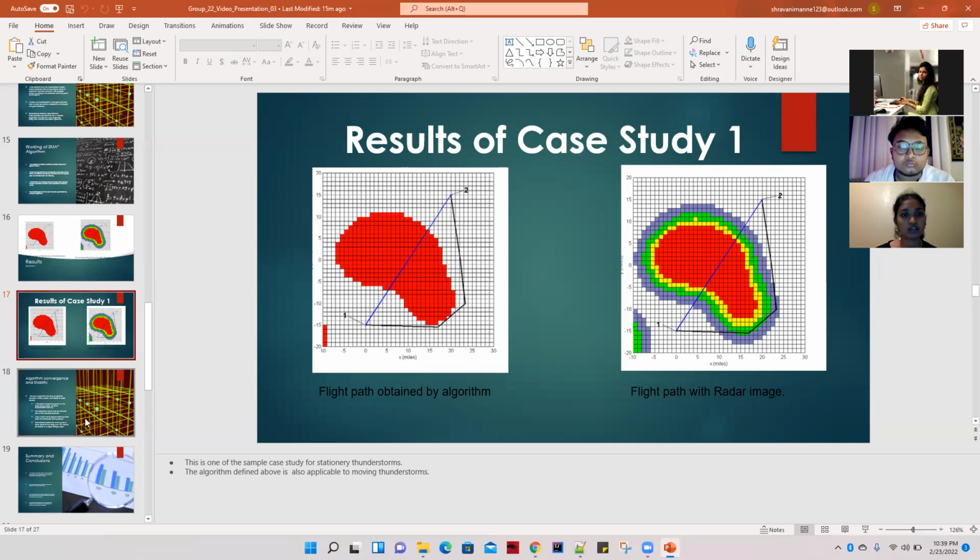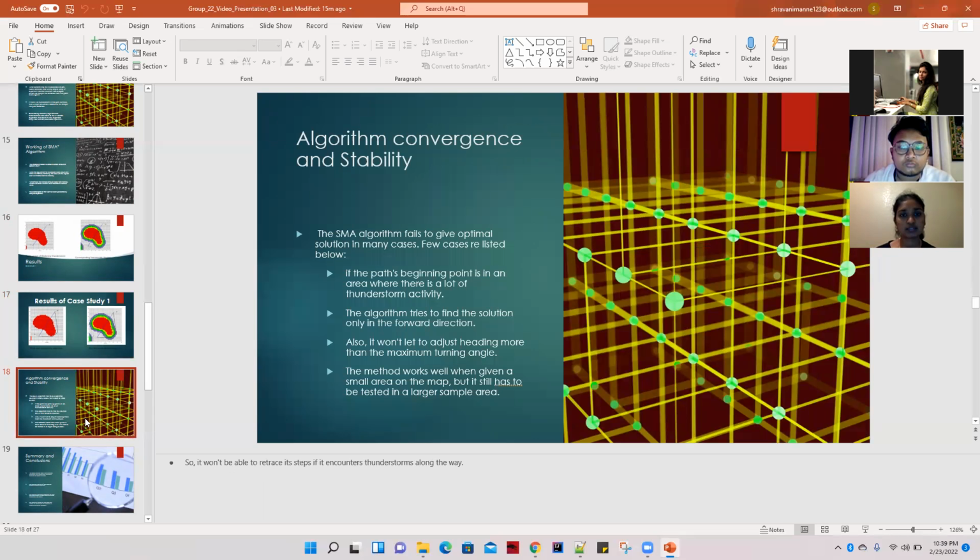Next, algorithm convergence and stability. After considering many case studies, we came to know that the SMA algorithm fails to give an optimal solution in many cases. A few cases are, if the path's beginning point is in an area where there is a lot of thunderstorm activity, this algorithm fails to give an optimal solution.